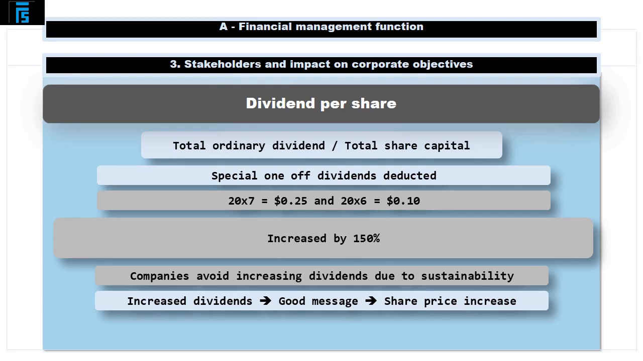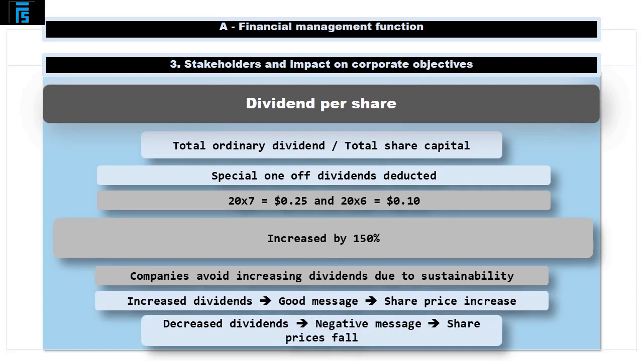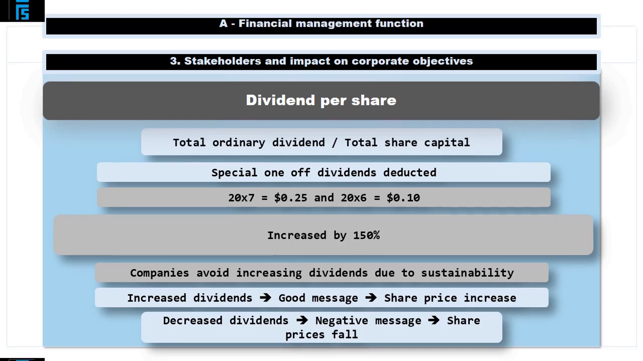If dividend rates were to fall, then this would send a negative message to shareholders, indicating that profits are reducing and the company does not see the situation improving in the foreseeable future. This would cause the share price to fall.